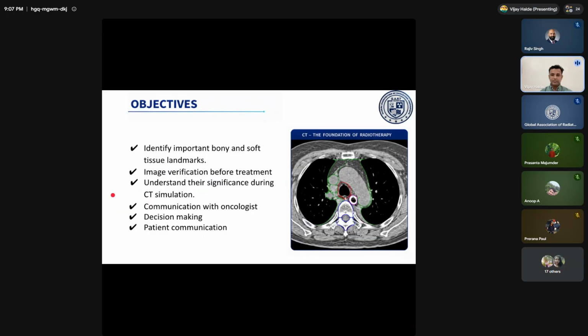Communication with the oncologist will be helpful if we know the proper anatomy. It will also be helpful in decision making before initiating a treatment, and in patient communication regarding the treatment protocol, that is, the bladder protocol or empty stomach protocol. We have to communicate with the patient in certain cases. So we will explain and explore one by one.